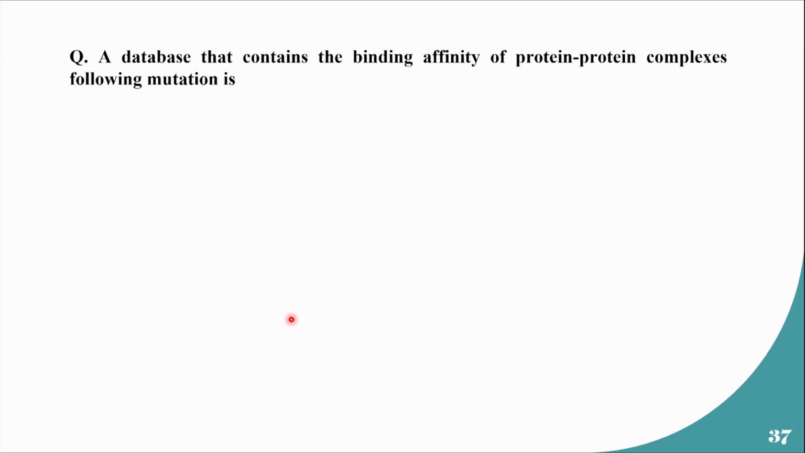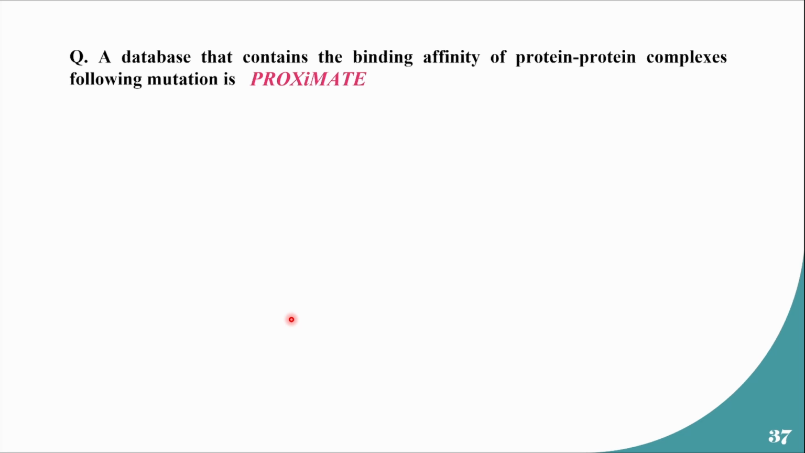So here it is asking about a database that Professor Gromiha also mentioned in his slides, having data regarding the binding affinity of protein-protein complexes following mutations. So does anybody remember what this database was? He introduced one database where, following mutation, the binding affinity of protein-protein complexes was detailed, right? So that particular database was called the PROXiMATE database.